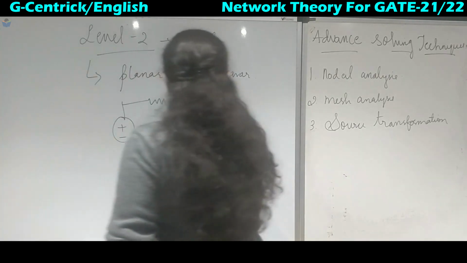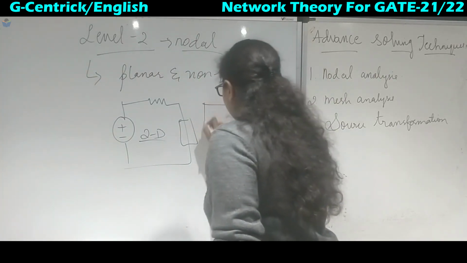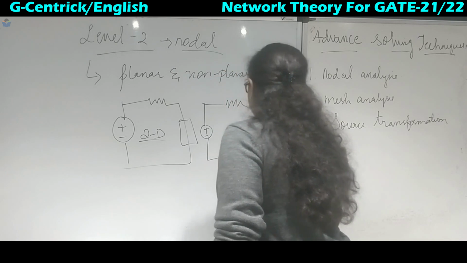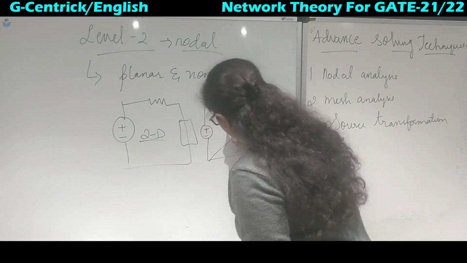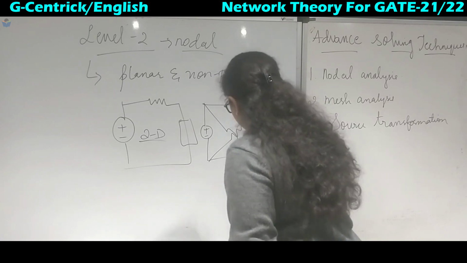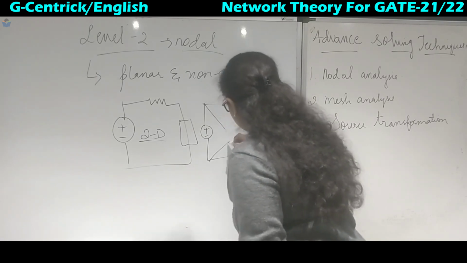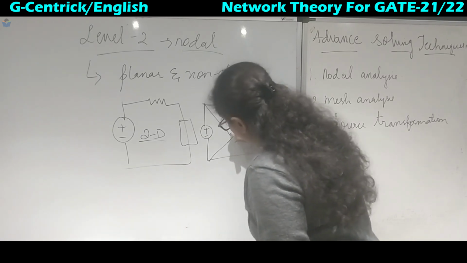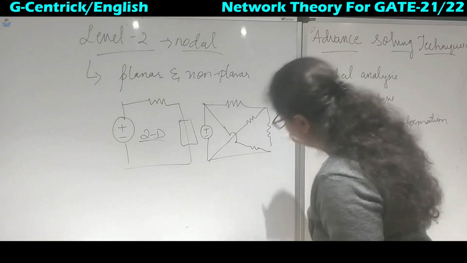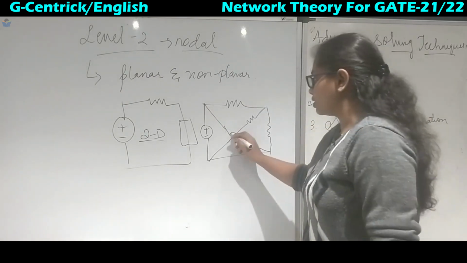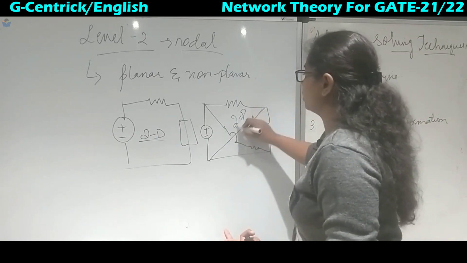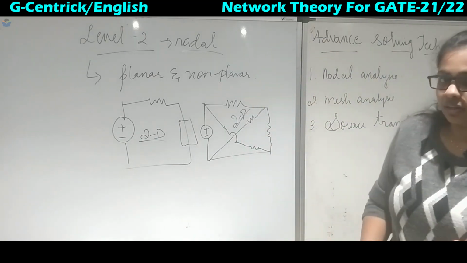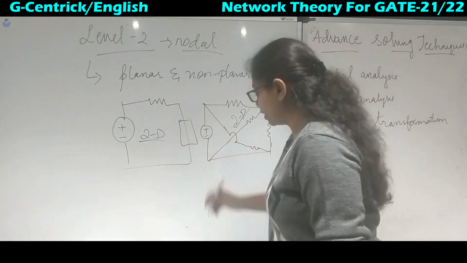Okay, and if you draw like this, and you have a jump over here, and then here is some resistor, this does not mean that it is 3-dimensional. We will consider this also as a 2-dimensional structure only. So these both are planar.